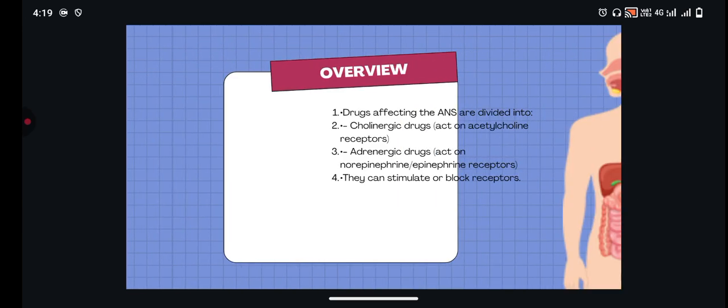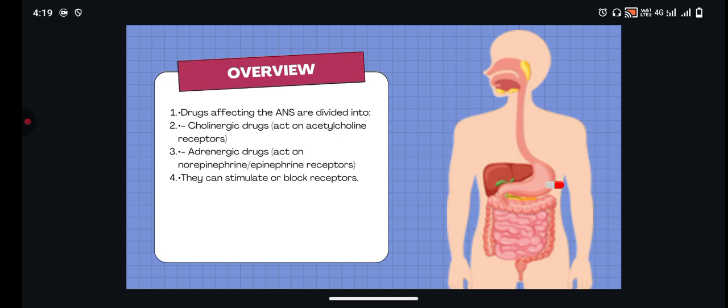First of all, we will see cholinergic and adrenergic drugs. Those drugs which are going to stimulate or inhibit the cholinergic receptors are known as cholinergic drugs, while those drugs which are going to inhibit or stimulate adrenergic receptors are known as adrenergic drugs. So there will be both kinds of actions, stimulatory or inhibitory.